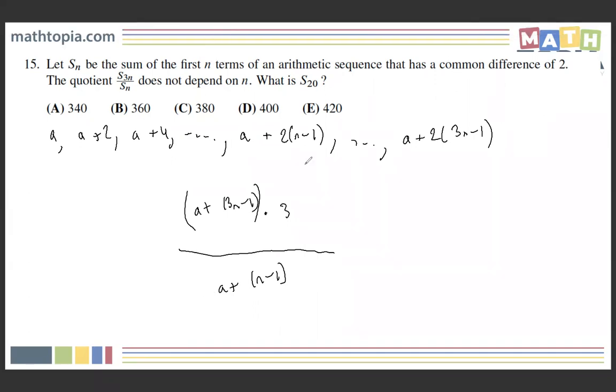And what we basically get is that 3a plus 9n minus 3 over a plus n minus 1. This should not depend on the value of n.